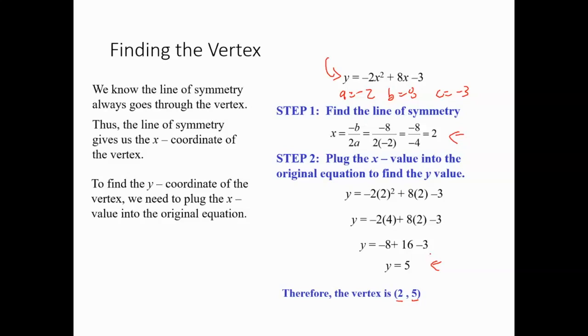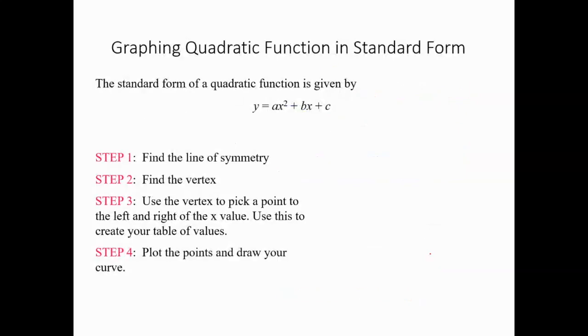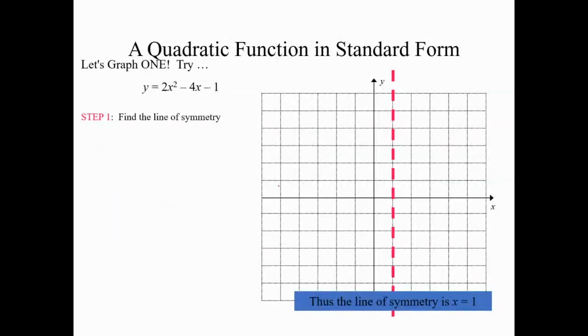So now we found our vertex, and we're just going to follow the same steps as we did. The only difference is we had to find our line of symmetry. Our line of symmetry is negative b over 2a, and our vertex is going to be, we plug that in, and we find our y value. Then from there, we're going to use the vertex to pick a point to the left and right, same thing as we did in the other form. We use this to create our table of values, and we plot our points on the curve. So the only thing that's different here is we actually have to calculate our vertex. So let's look at one.